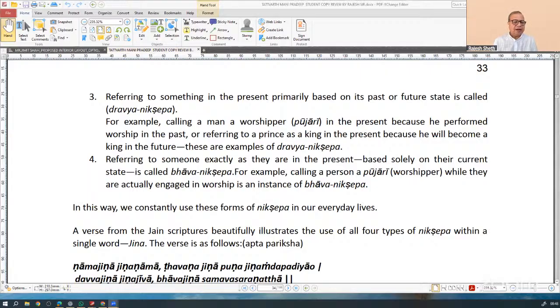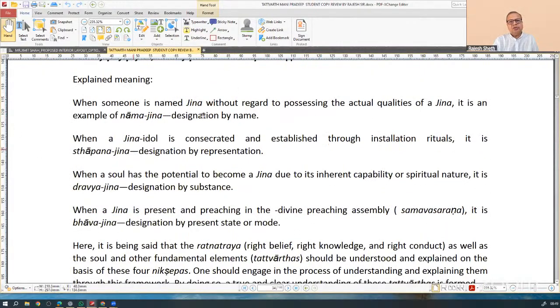Now, they have given one example. This is taken from Apt Pariksha. All the four designations have been applied in a single example. Okay. When someone is named Jinn without regard to possessing the actual qualities of a Jinn, it is an example of Naam Jinn. Okay. Designation by name. Although he is only named as Jinn or Mahavir, in reality he may not be that brave enough, he might be a coward, but he is given the name of Mahavir. Okay. So that is called designation by name. This designation by name has got no relation with the actual meaning of the name. Okay. It is just that the name has been given for identification.